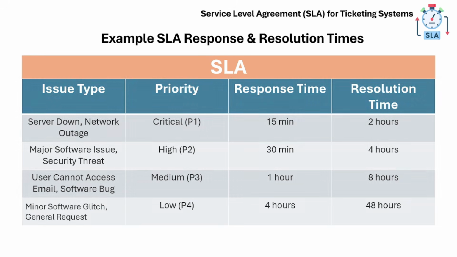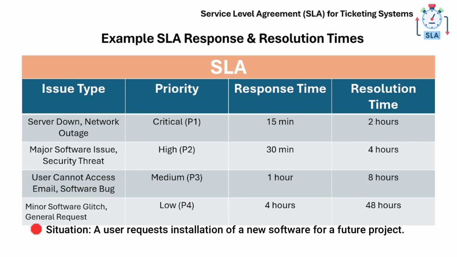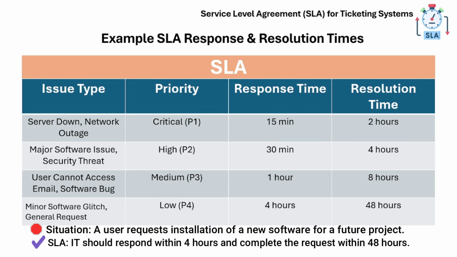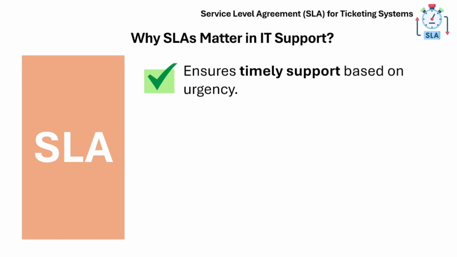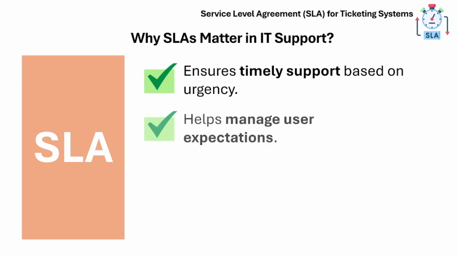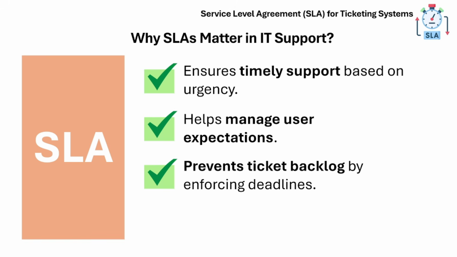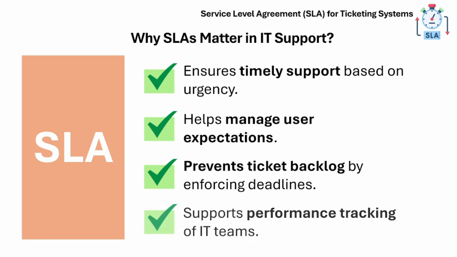For a low priority scenario, a user requests installation of a new software for a future project. SLA is that IT should respond within 4 hours and complete the request within 48 hours. Why does SLA matter in IT support? It ensures timely support based on urgency, helps manage user expectations, prevents ticket backlog by enforcing deadlines, and supports performance tracking of IT teams.